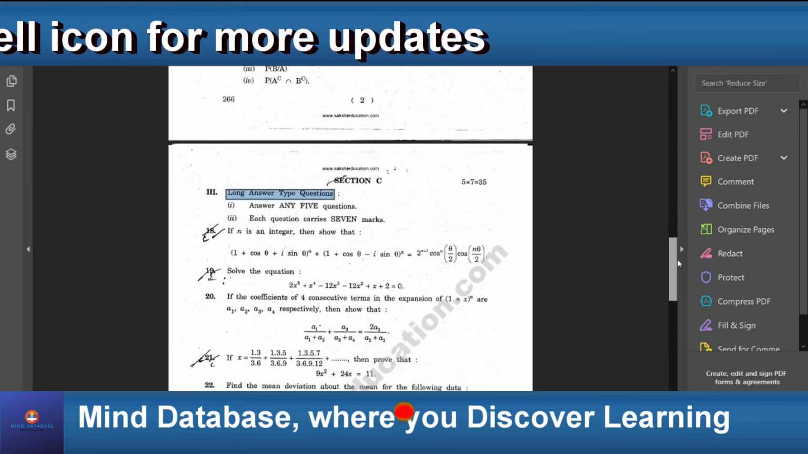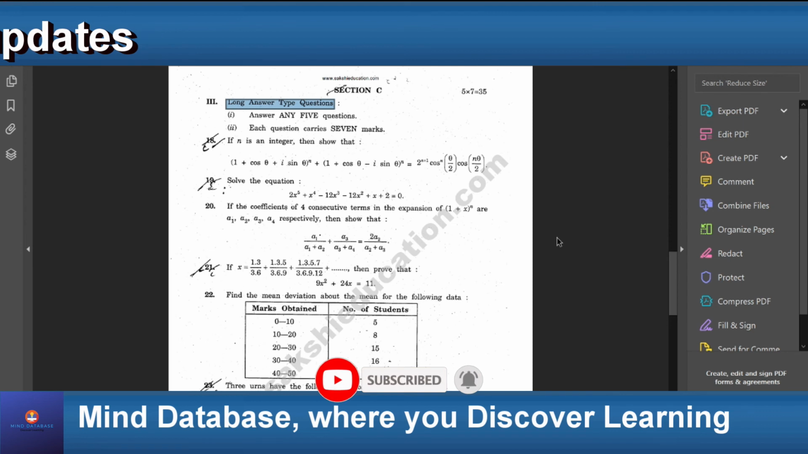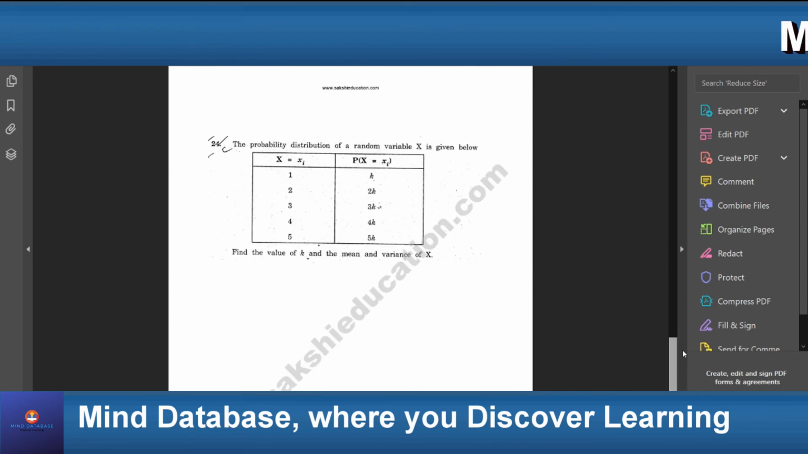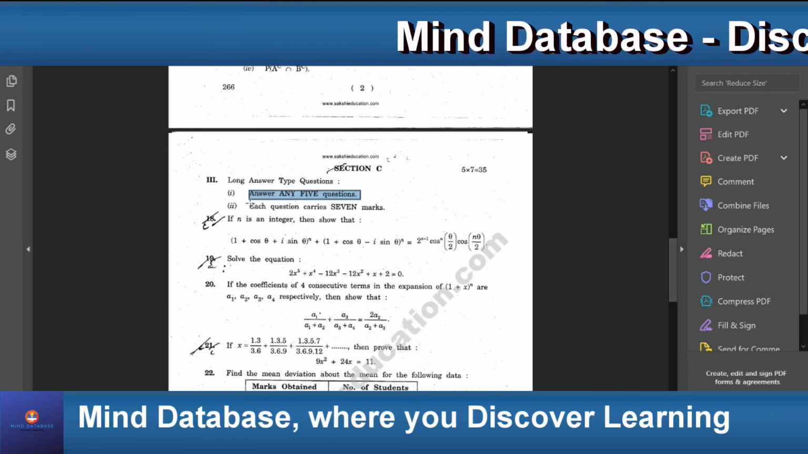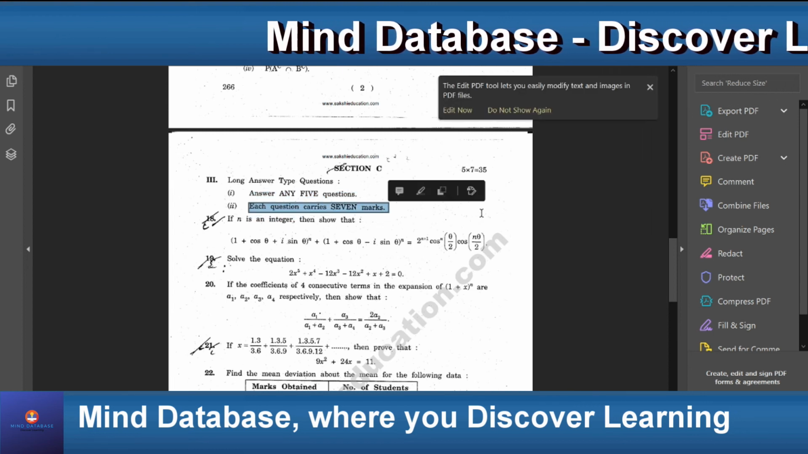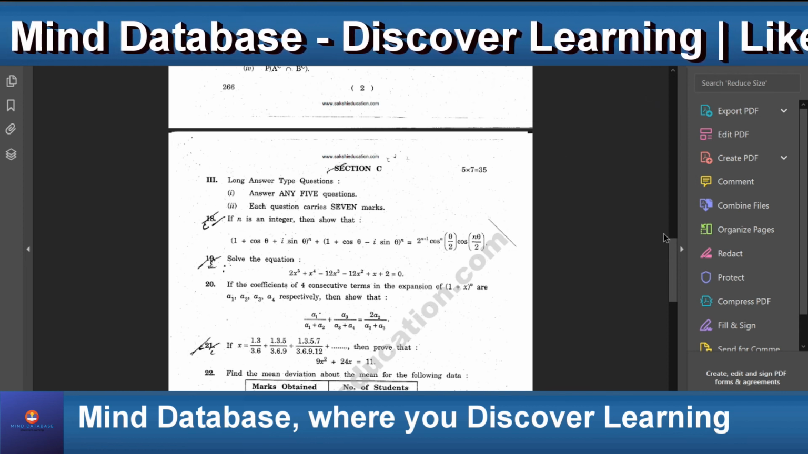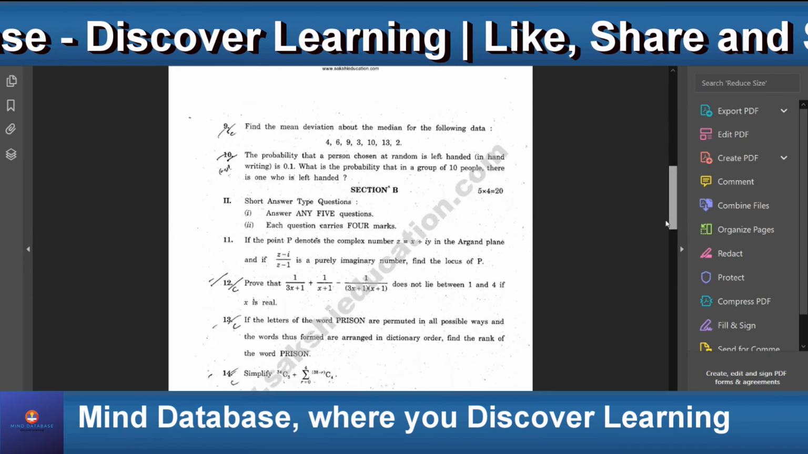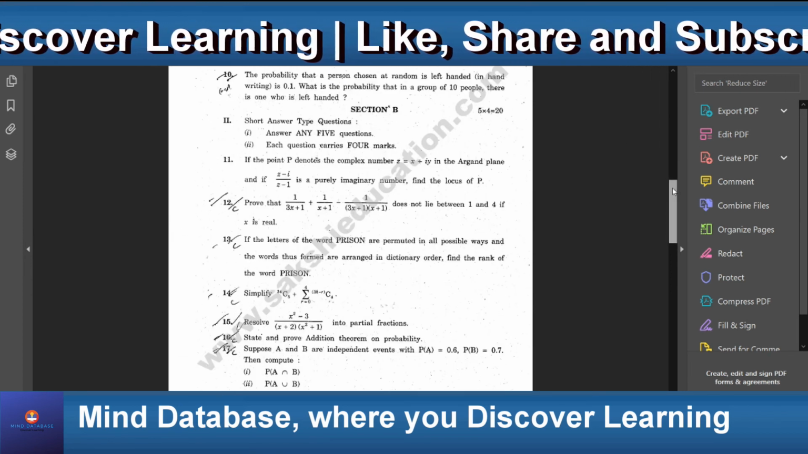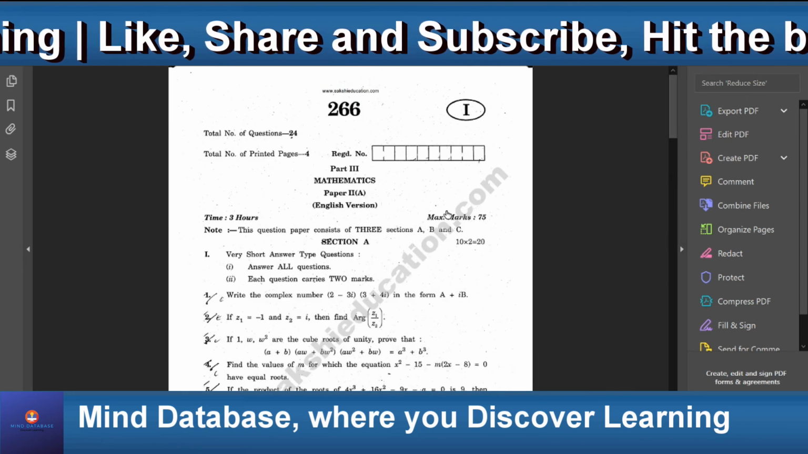And section C, here also you will be given 7 questions and in that 7 questions you have to answer any 5 questions and each question carries 7 marks. So 5 into 7, 35 marks. So totally 20 marks plus 20 marks plus 35 marks is equal to 75 marks.